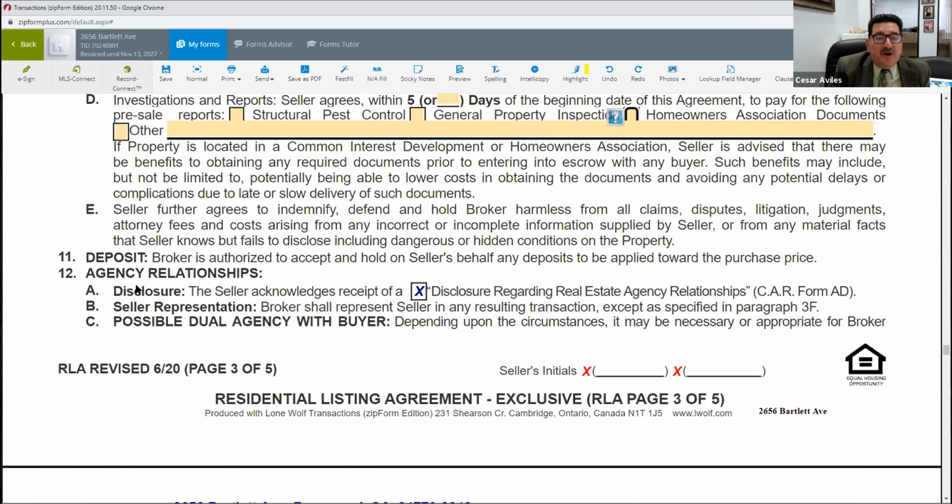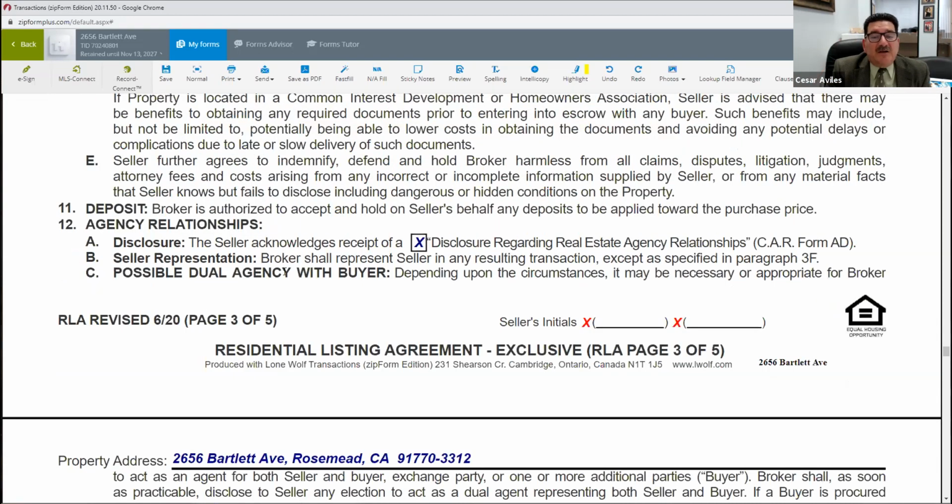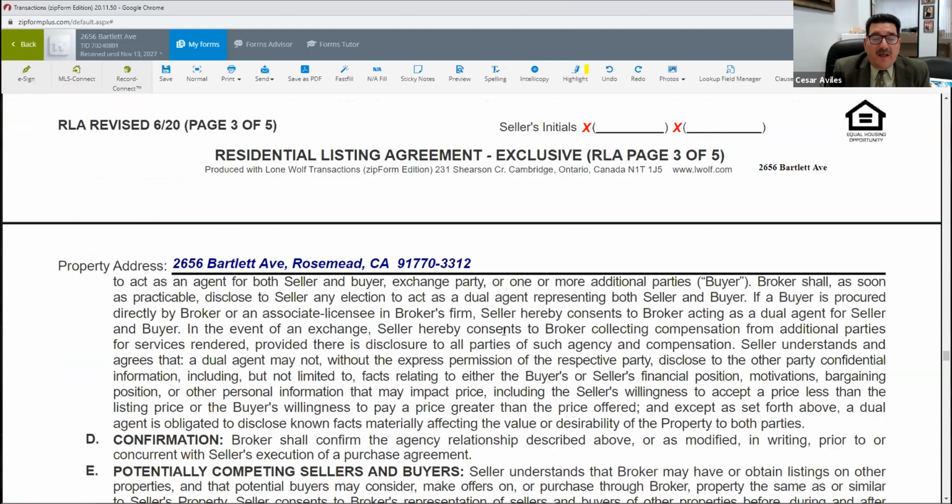Agency relationship, we already gave them. Click the box. So that's a branch. Buyer and seller represent in any resulting transaction. Paragraph 3F, right? So those are seller's representation. There is a possibility of dual agency with the buyer, right? So we already got the proper form on it.